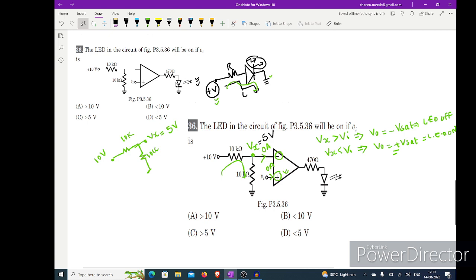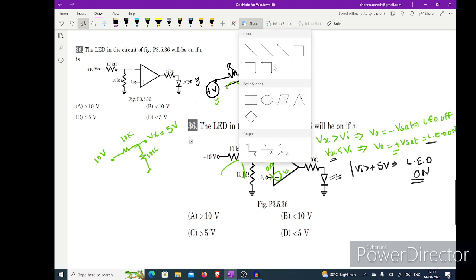Now you tell me, when Vx is greater than 5 or Vx is less than 5, the LED is on? This condition we want. So when Vx is less than Vi, the LED is on. But the question is asking when will the Vi be? So Vi should be what? Vi should be greater than 5 volts, meaning Vi greater than plus 5 volts, the LED is on. That time it will go. So for Vi greater than 5 volts, we have to see the condition. This is only our main objective.